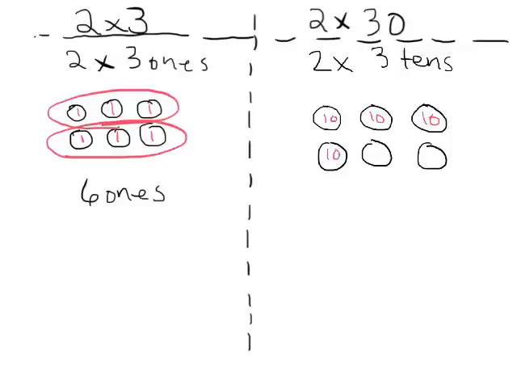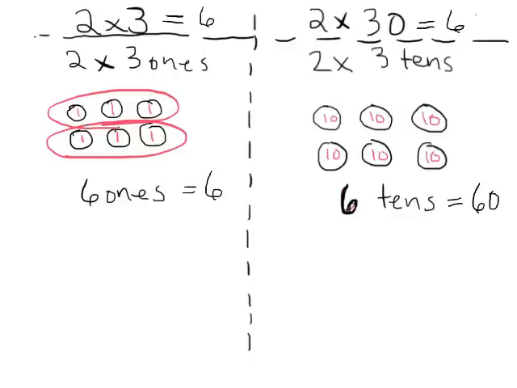The only difference is now each of these is a 10, kind of like dimes. You could think of money. 2 rows of 3 dimes. Well, 2 rows of 3 dimes equals 6 tens. Now, over here, 6 ones, that's equal to 6. And over here, 6 tens is equal to 60. So our answer up here is 6, and our answer over here is 60.